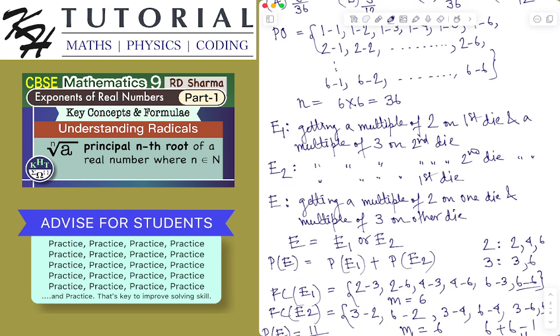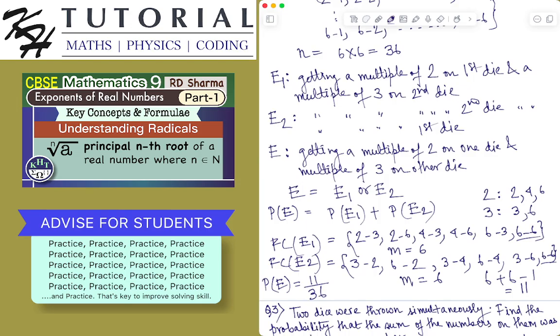Event E1 is getting a multiple of 2 on the first die and a multiple of 3 on the second die. And event E2 is the same thing the other way around, that is getting a multiple of 3 on the first die and a multiple of 2 on the second die. Now, obviously the event E whose probability has been asked, getting a multiple of 2 on one die and a multiple of 3 on the other die, is equivalent to saying the occurrence of event E1 or E2. So the probability of E will be equal to the probability of E1 plus the probability of E2.